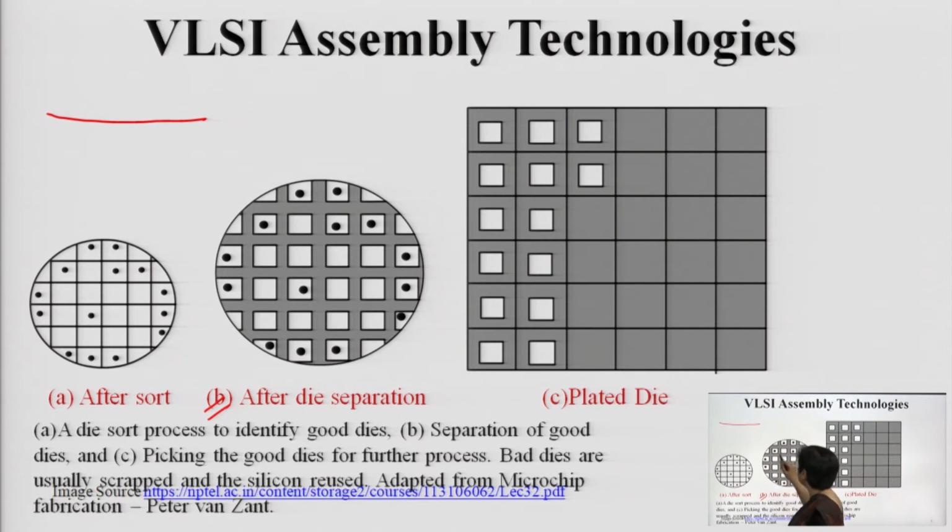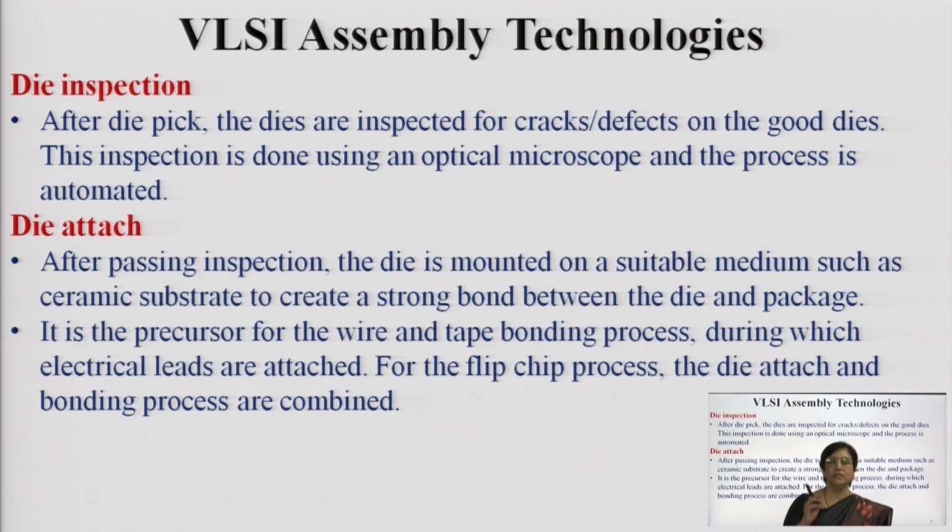So for every integrated circuit, whatever the defects are, you are sorting the dies and identifying all the good dies, or good integrated circuits, which are there. Then you separate them: all the integrated circuits which are good ones are separated, and bad dies are usually scrapped and the silicon is reused. Then you inspect those dies for cracks and defects, and good dies are used for further packaging.